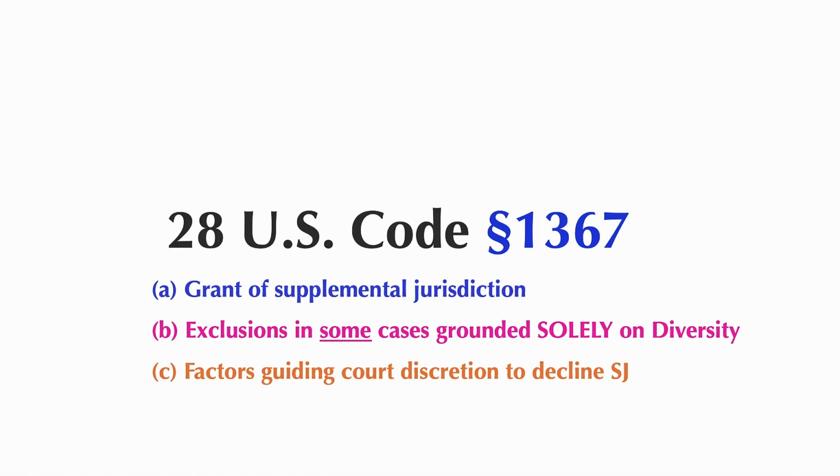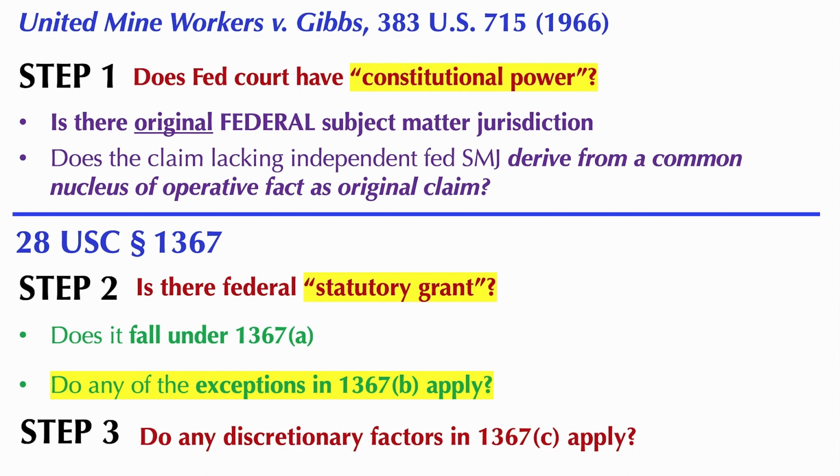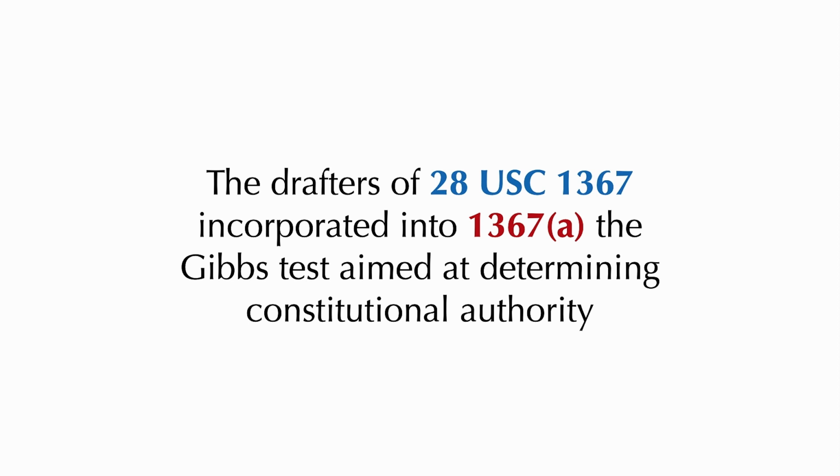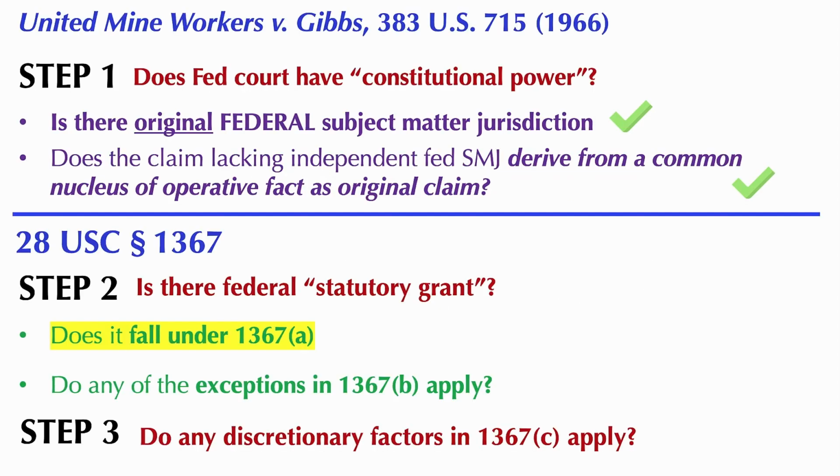It is after this that you do the analysis for 28 U.S. Code 1367 the way I did it in my original supplemental jurisdiction video. Here's a visual of this alternative analysis. Also note that the drafters of 28 U.S. Code 1367 incorporated into 1367A the Gibbs test aimed at determining constitutional authority. So if step 1 here is met, then the first part of step 2 is also met. Two birds with one stone, right? See here?